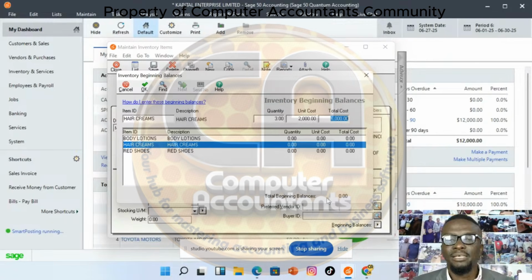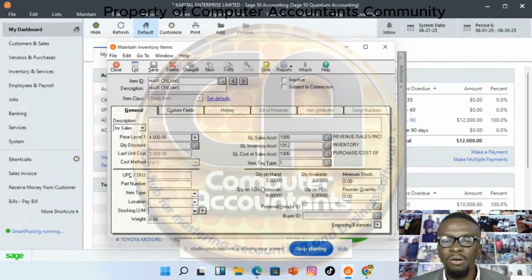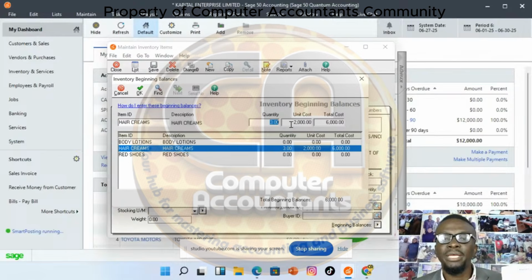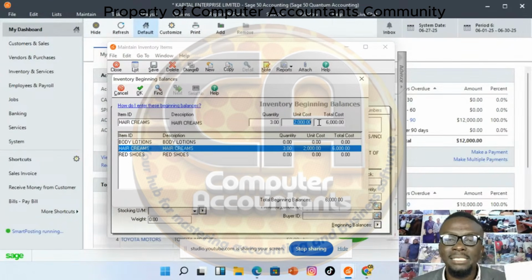So this is it. Now, once I click OK, notice what happens. Look at it. Quantity on hand is registered, which is also the same thing as quantity available. Okay. So this is how you go about doing that. You click on beginning balance. It opens. Select the item in question, put the quantity you are bringing forward, put the unit price. If there is no unit price as at the time you are bringing it forward, you don't need to bother yourself. You just leave it as 0. The most important thing is that the quantity has been captured.